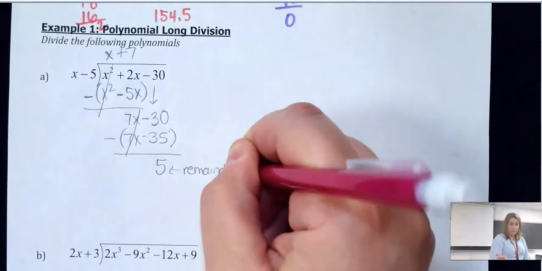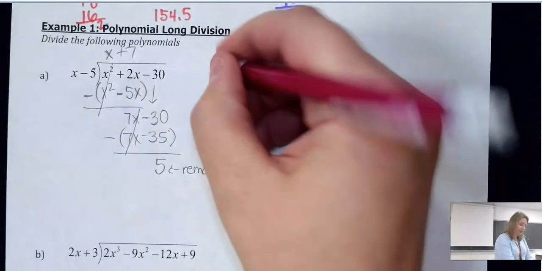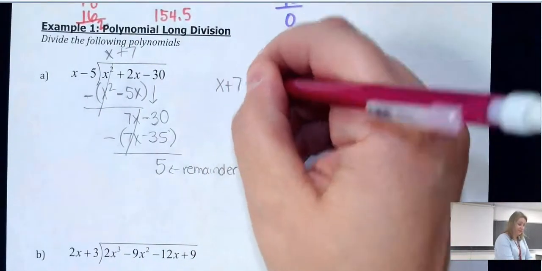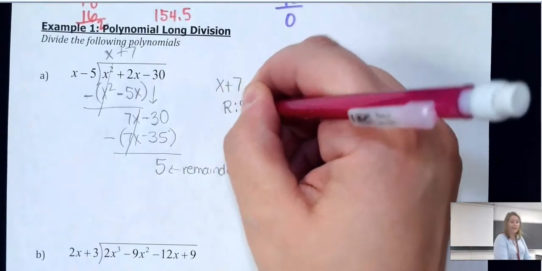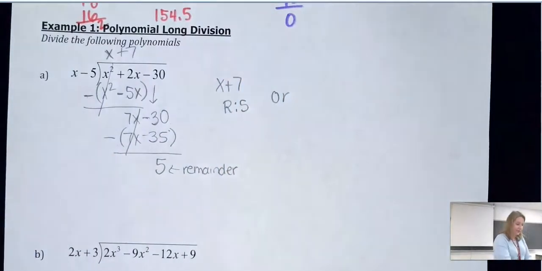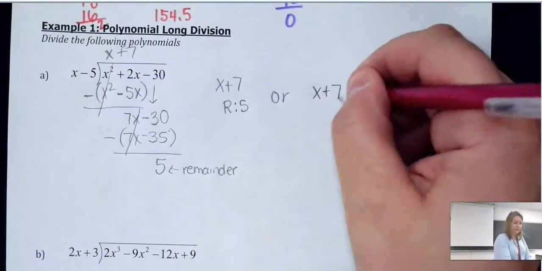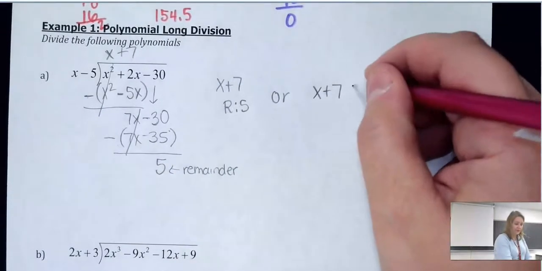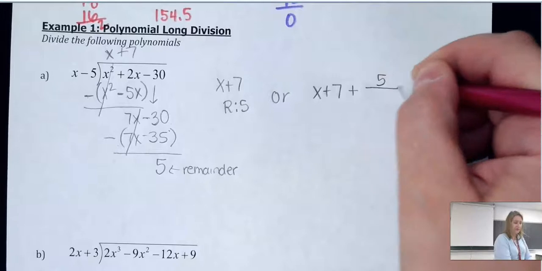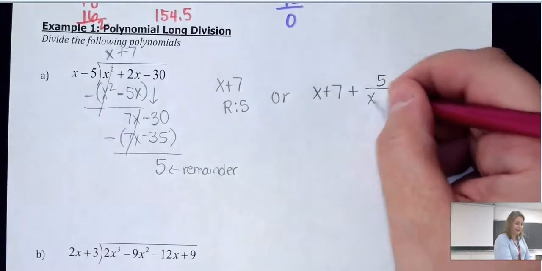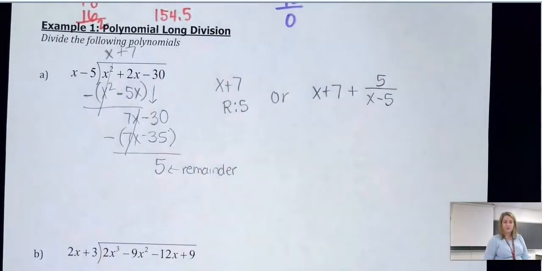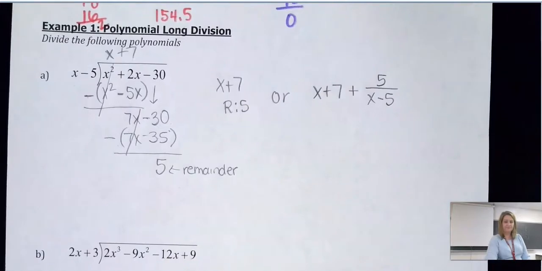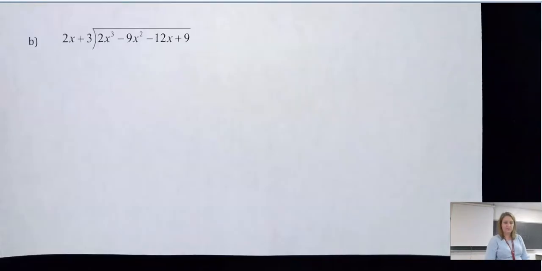All right, so I can write the answer, x plus 7 with a remainder of 5, or like I was showing you at the top, another way to write that is to take my remainder, so plus 5 over whatever you were dividing in. So those are two different ways to write your answer. Okay, so we're going to try another one here.